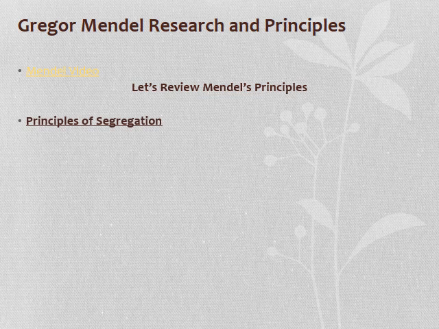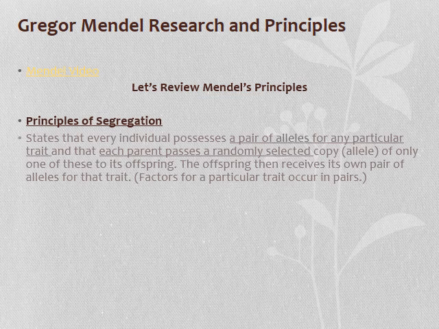The first was the principle of segregation, which states that every individual possesses a pair of alleles for any particular trait, and that each parent passes a randomly selected copy of one of these to its offspring. The offspring then receives its own pair of alleles for that trait. Now factors for a particular trait occur in pairs. So basically what this is saying here is the pairs will split and each parent passes one randomly selected copy onto the offspring.